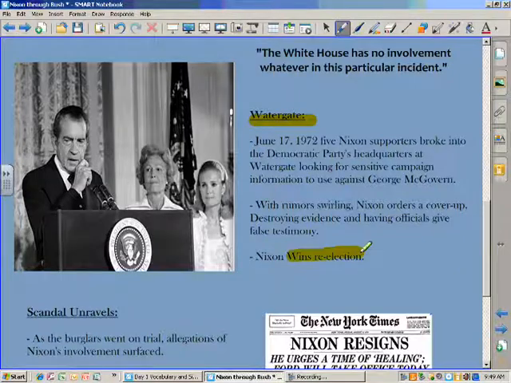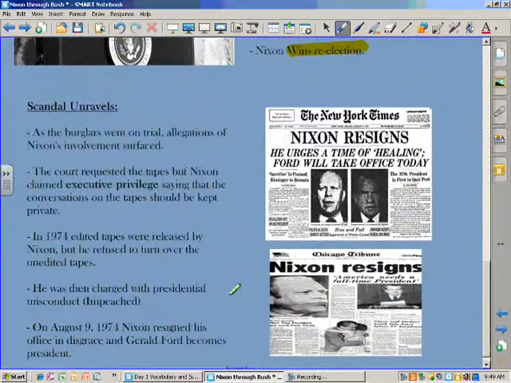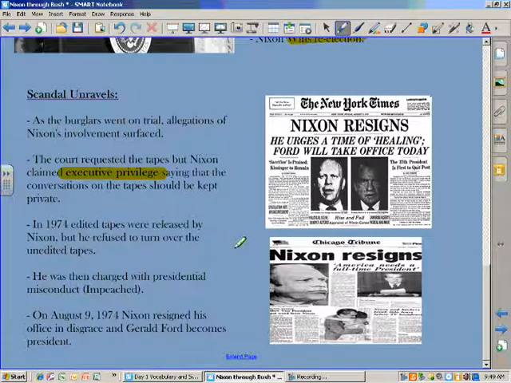And Nixon then wins re-election. However, during his second term, the scandal begins to unravel. As the burglars went on trial, allegations of Nixon's involvement surfaced. So people are starting to point the finger at Nixon. And the court requested the tapes. There were tapes that President Nixon had from the White House that he used to record what was going on for his memoirs. And they asked that he turn those tapes over, and hey, if you're innocent, turn them over, prove you're innocent. However, he refused, and he claimed executive privilege, saying that the conversation on the tape should be kept private. In 1974, he then released edited tapes. So not the originals, but the edited ones. But he refused to turn over the unedited tapes.